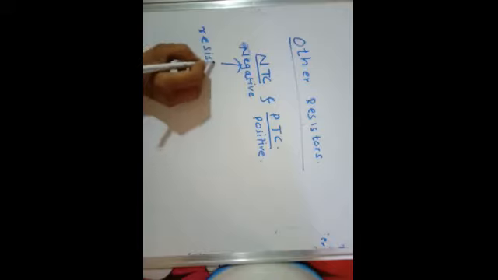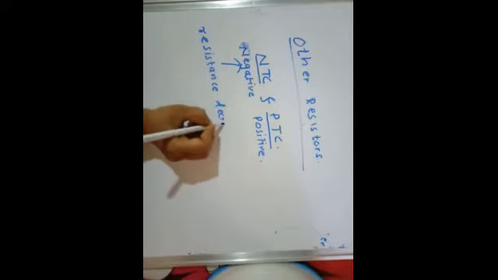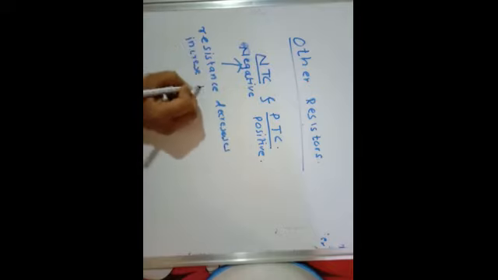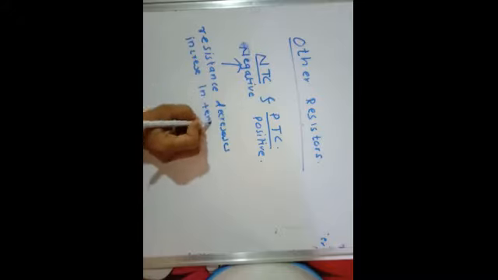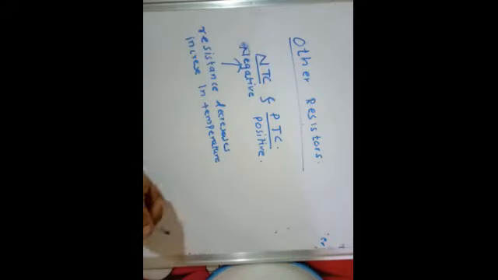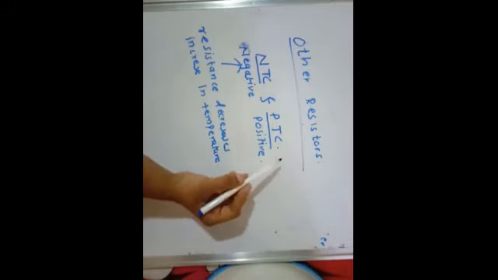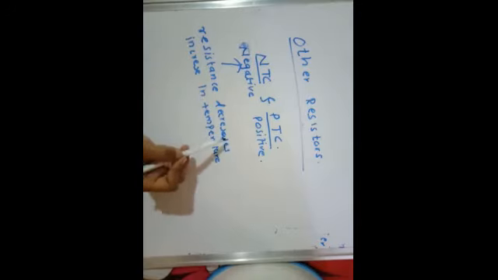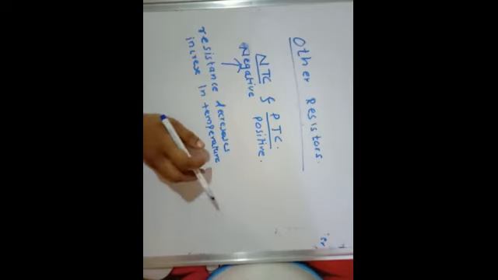Resistance decreases with the increase in temperature. That resistor is known as the negative temperature coefficient. And in the positive one, if the resistance increases with the increase in temperature, then it is known as the positive temperature coefficient of resistance.